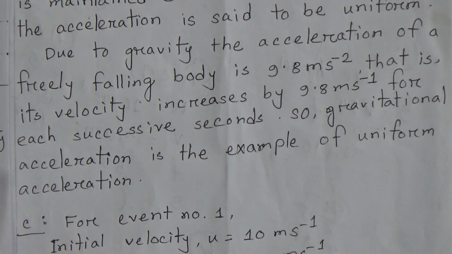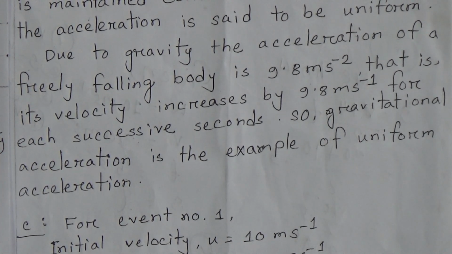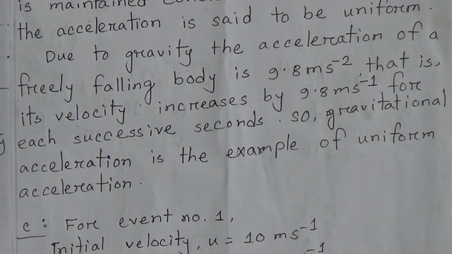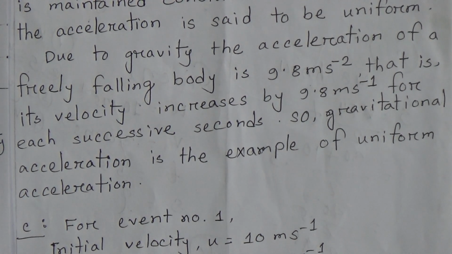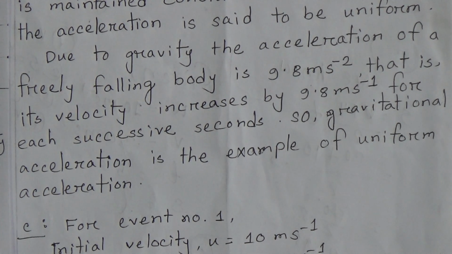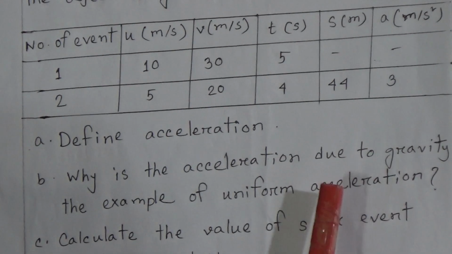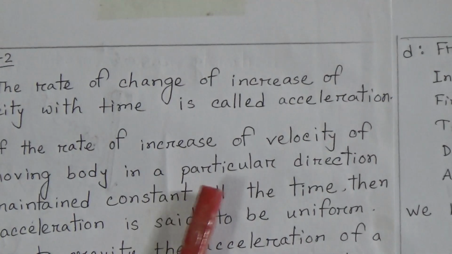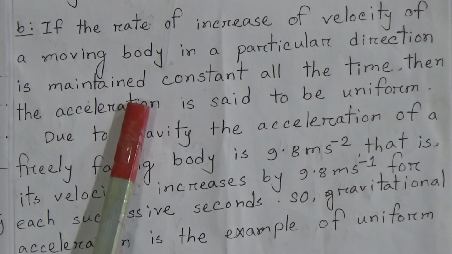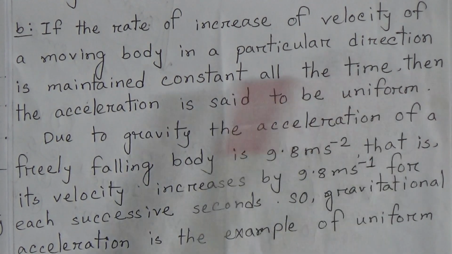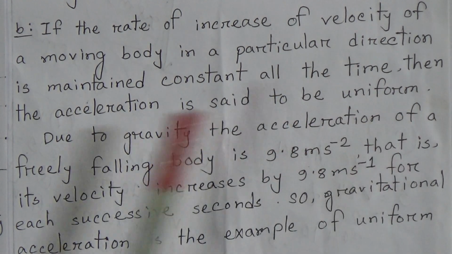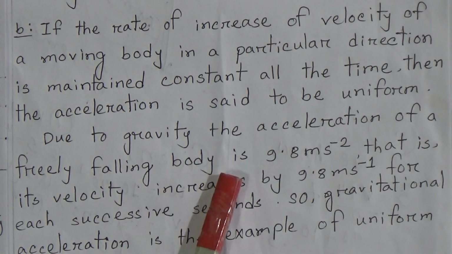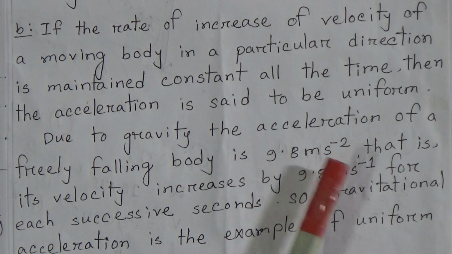My dear students, I am repeating this part. Why is the acceleration due to gravity an example of uniform acceleration? At first we have to say what uniform acceleration is. If the rate of increase of velocity of a moving body in a particular direction is maintained constant all the time, then the acceleration is said to be uniform. Due to gravity, the acceleration of a freely falling body is 9.8 meter per second square.